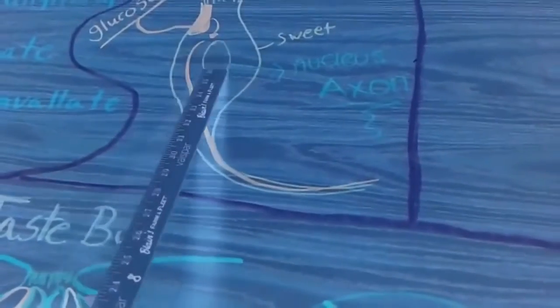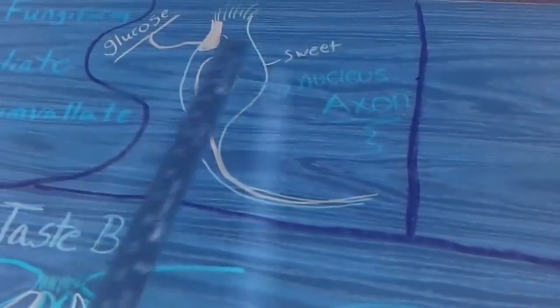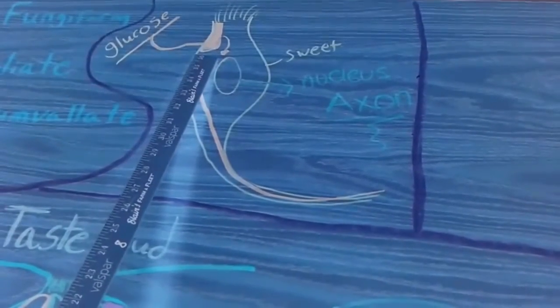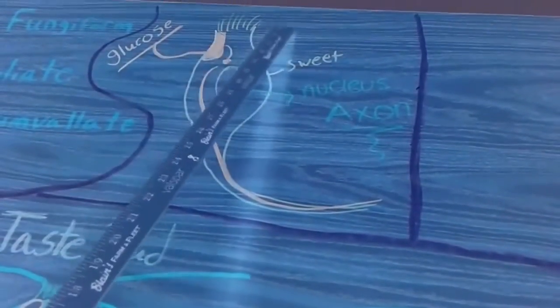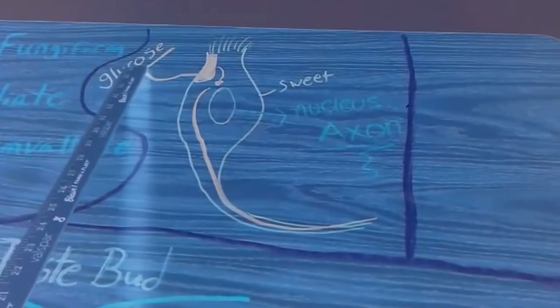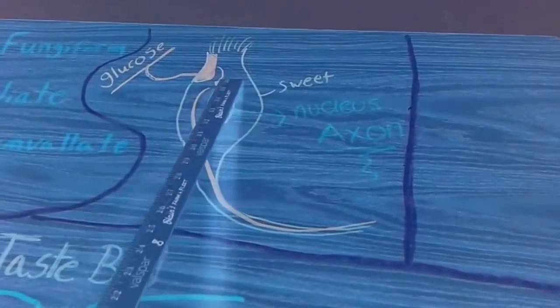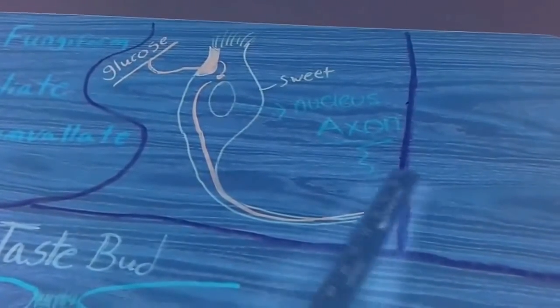So let's say this is the nucleus, and this whole thing right here is the sweet taste bud. Let's say glucose is on the edge of the sweet cell. When you eat something, it will activate right here. It will activate the little hairs on the edge of your tongue. The glucose will then interact, and it will go through the cell, interact with the nucleus, and go to the end of the tongue, which will send a signal.